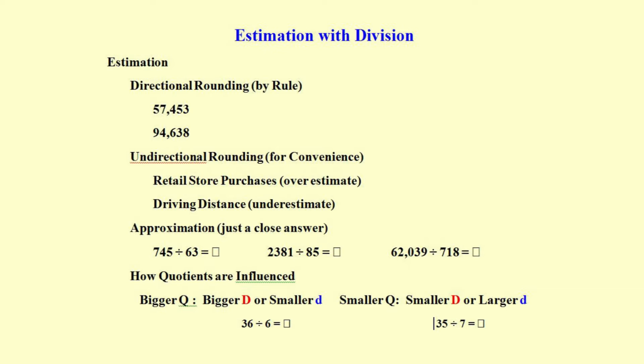So finally, we want to look at approximating quotients just to make sure that we're getting close. We don't care whether it's a little bit too big or a little bit too small. We just want a rough estimate about how much something is going to cost or how much time it's going to take to complete this project or whatever. So we're just looking for a close answer. We'll look at some examples to illustrate what we're talking about. Let's take, for example, just a simple division problem.